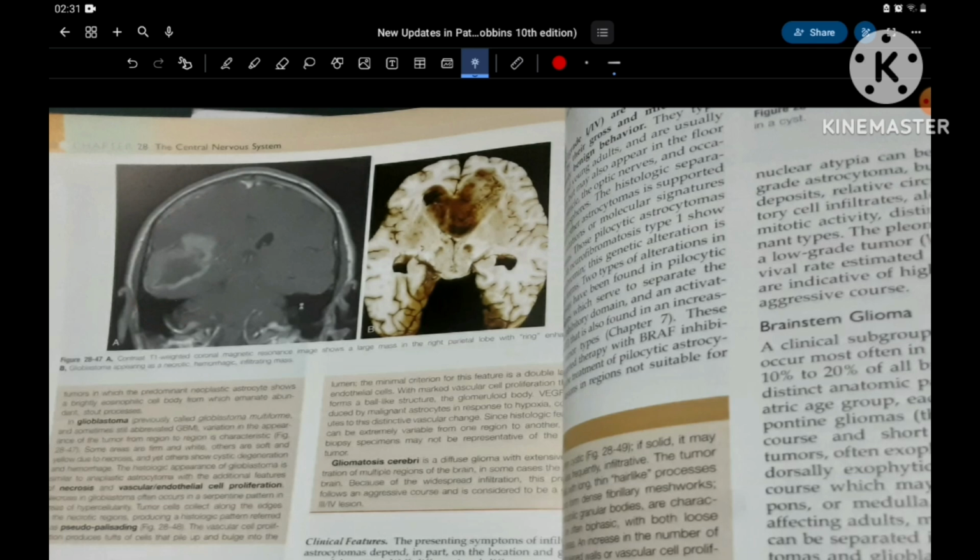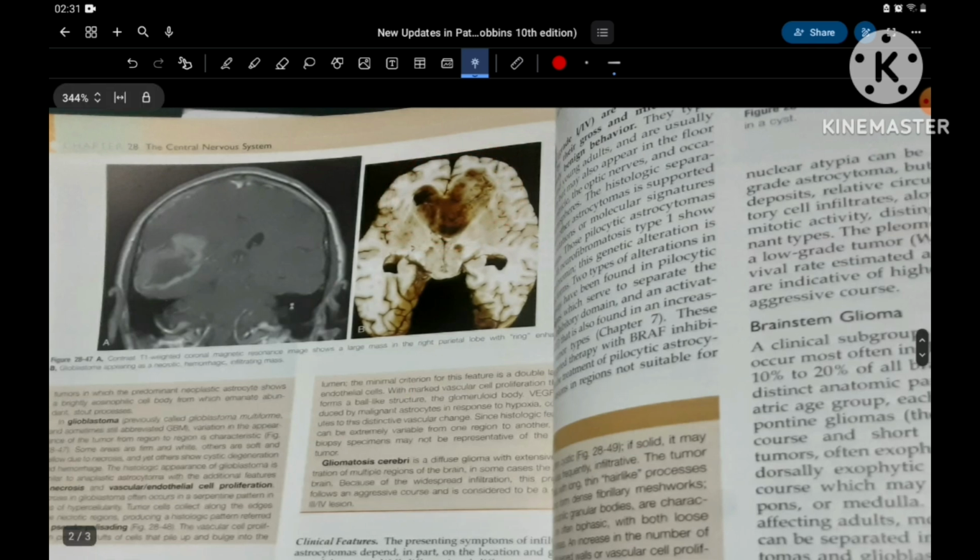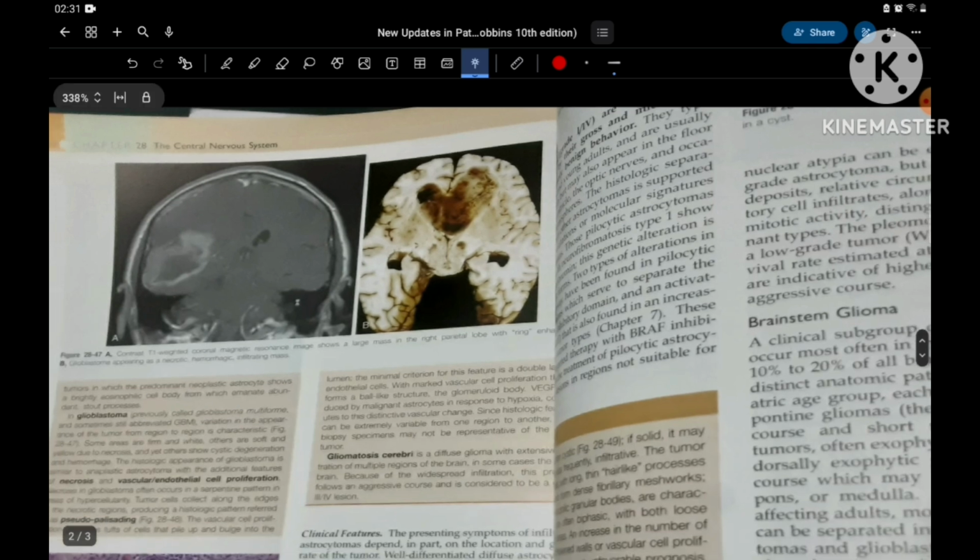T1-weighted MRI shows the butterfly tumor. See how beautiful, no? See the gross image, it shows a butterfly tumor. Does it not look like a butterfly? Yes, we have to imagine. Though you accept it or not, it looks like a butterfly only. We have to accept it, right? That's why pathology is a little bit of a confusing subject.